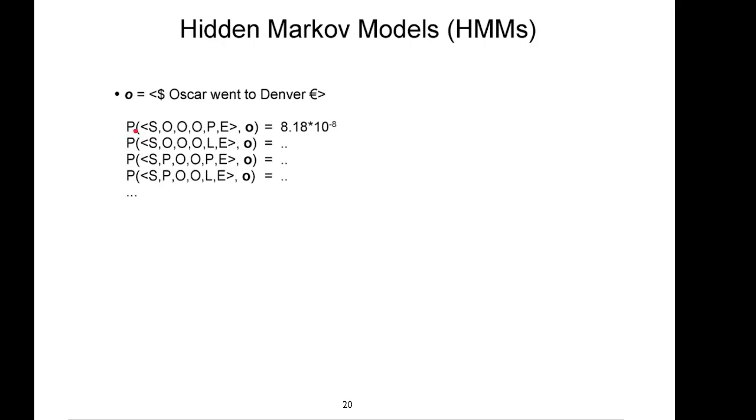Well, obviously, we can write down all of the possibilities of sequences that could have produced our sentence, Oscar went to Denver. And for one, we have calculated already the likelihood. And one of you maybe have said, okay, person, other, person is the thing. Somebody else would have said person, other, location is the thing. We just need to calculate all of these probabilities. And then, of course, also those probabilities that are even more unlikely, like other, other, location.